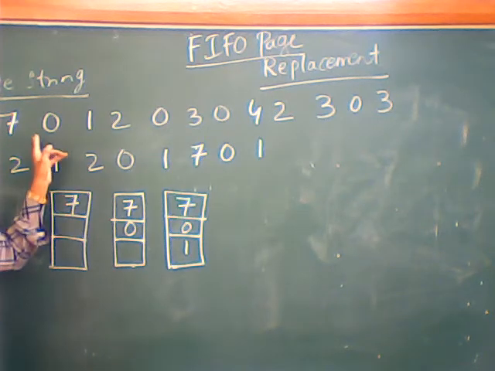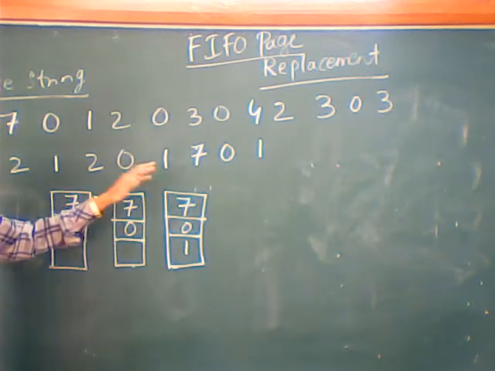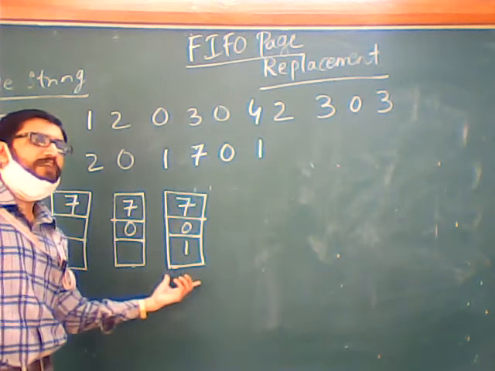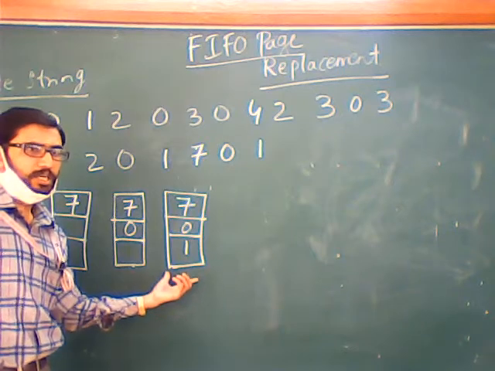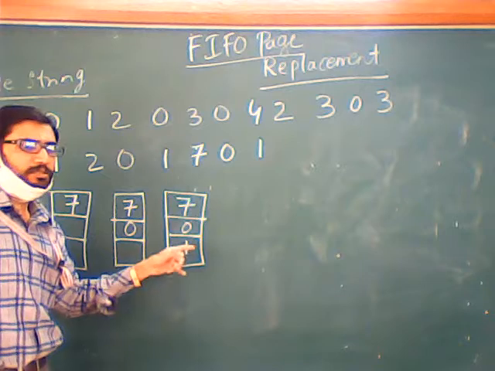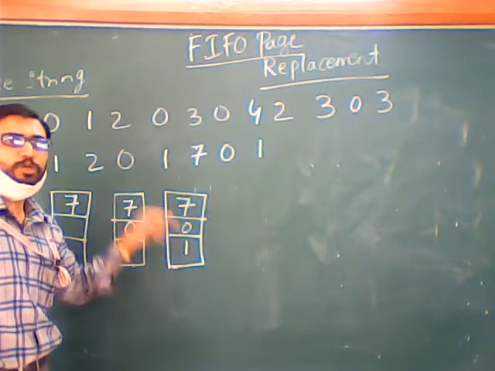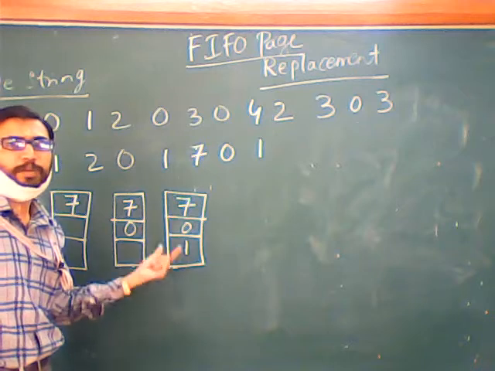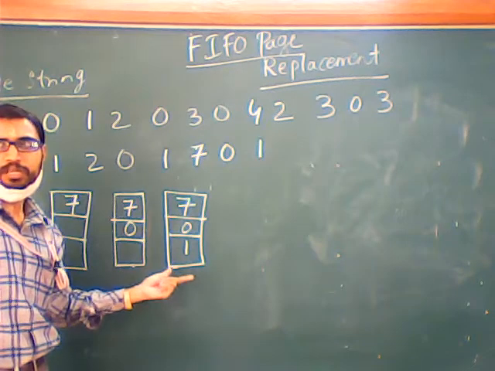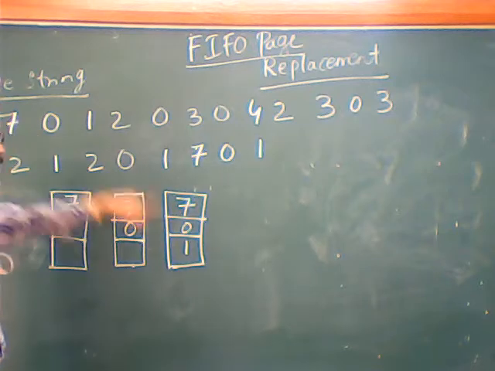Which page has arrived first? 7. Before you replace, you need to check, because we will be having frequently used pages here. If the page is already there, then there is no need to change it, so there will be no page fault. That we call a page hit. If the page is not available, we call it a page fault, or a page miss. So 7 0 1 we have done.